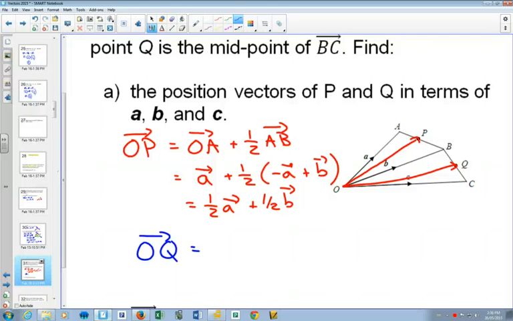And so O to Q, looking at that same pattern that we've been doing so far, that would be 1/2 of B plus 1/2 C.